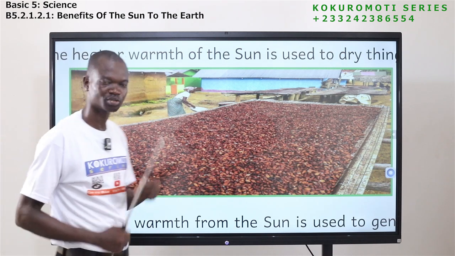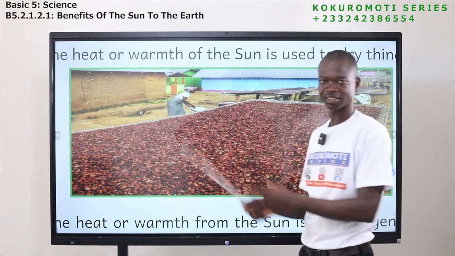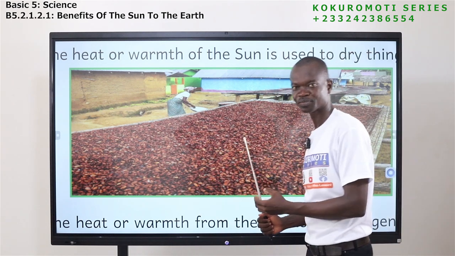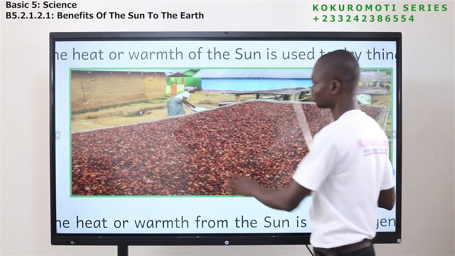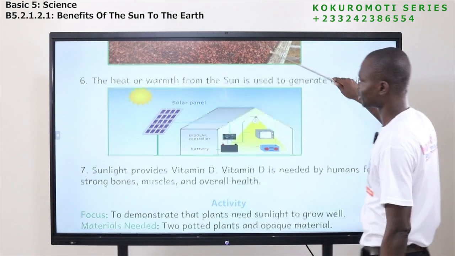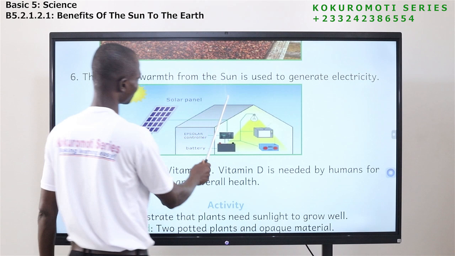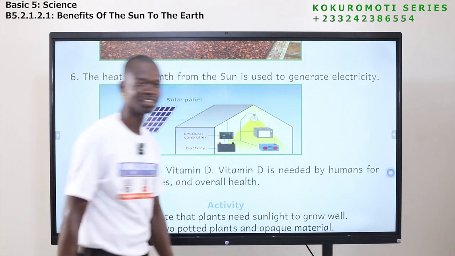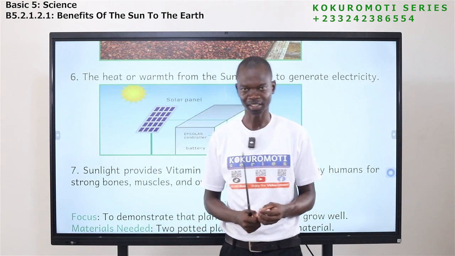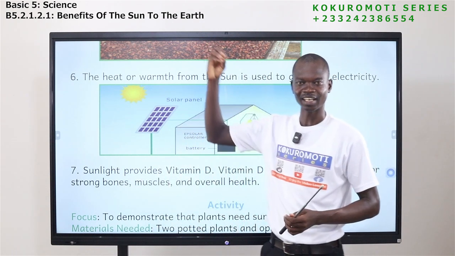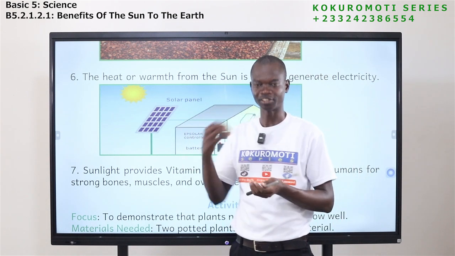So if you are asked to give or state benefits that the earth gets from the sun, this is one of them. We are able to dry our things by using the heat from the sun. Okay. The next one is here. The heat or warmth from the sun is used to generate electricity. Now things have changed because of technology. A lot of things are happening. And let me tell you that the energy from the sun is used to produce or generate electricity.